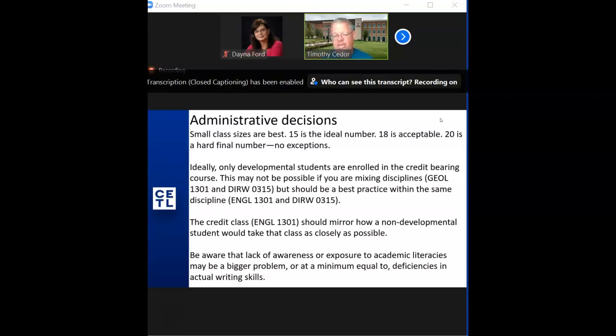You may get some pushback because not only does your dean have to be on board, but if you're going out of the department, that other department's got to be on board as well. So expect some pushback there. But if you can get it, it's going to be great.